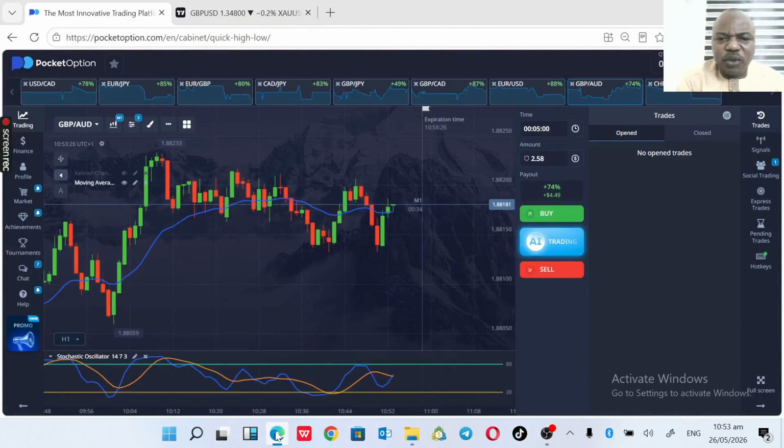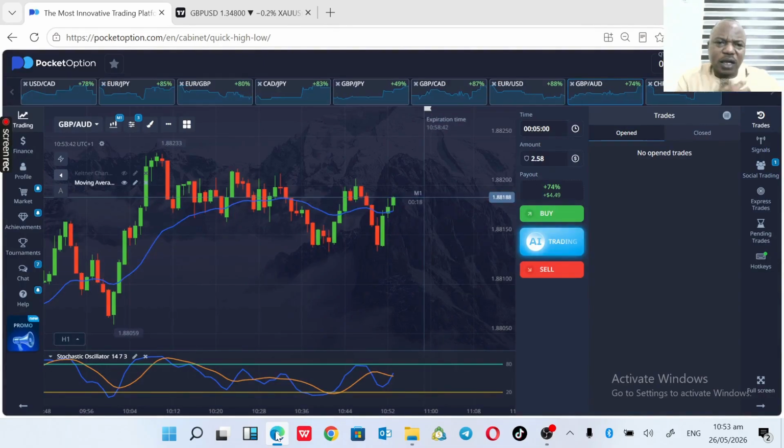Today we will be having a new trading platform which is called Pocket Option. Pocket Option is also regarded as binary trading. It's more or less like Forex, but not the same as Forex. As you can see on the screen, what we're having here is the Pocket Option platform. So we're going to be doing some analysis on how it works.